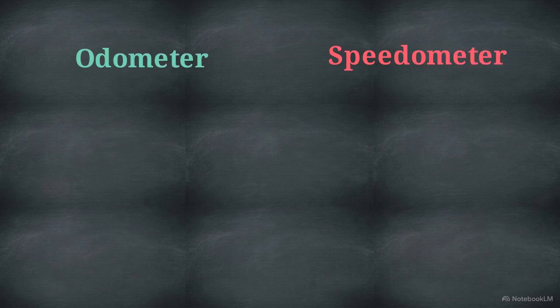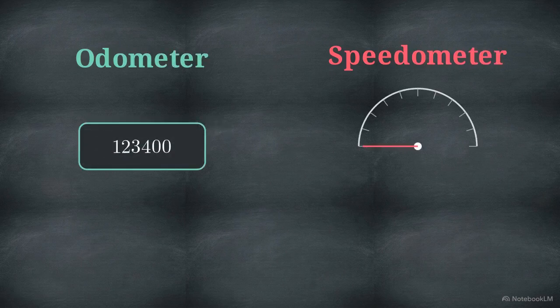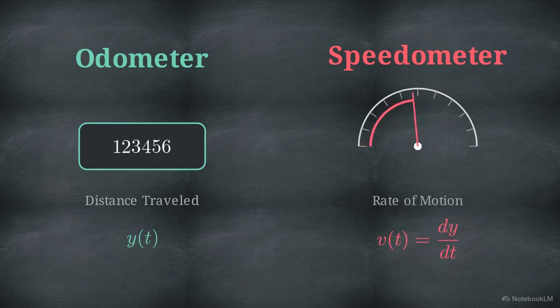This diagram shows two ways of looking at a car's progress. On the left, the odometer records the distance you've already traveled, a fixed measurement. On the right, the speedometer shows your current rate of motion.